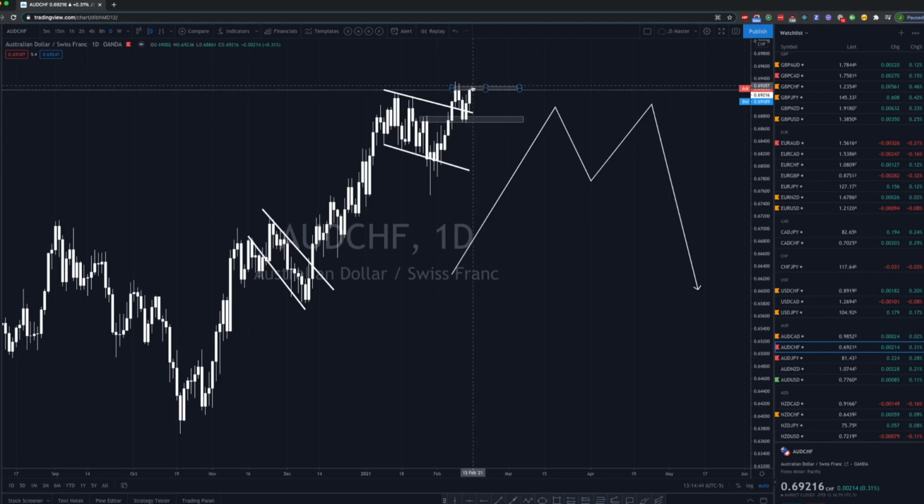All right, so just keeping it very, very simple, very straightforward. If we have that push higher, come back down, retest with rejection, look for long opportunities. That's what I'll be looking for.